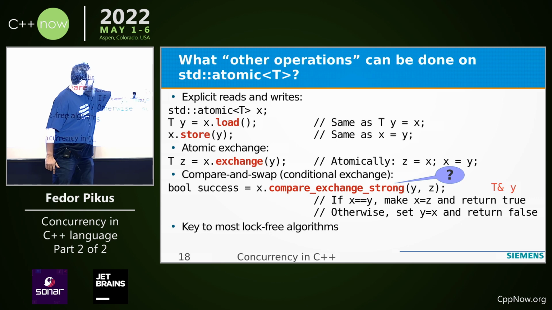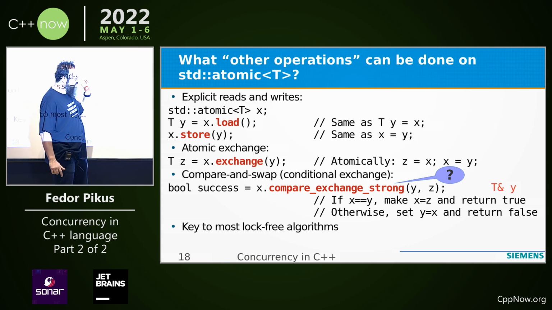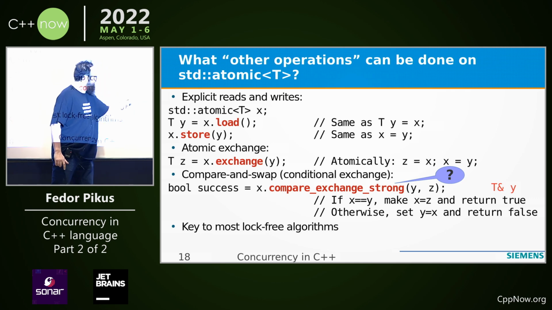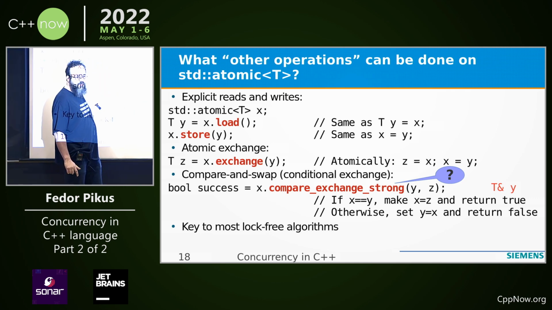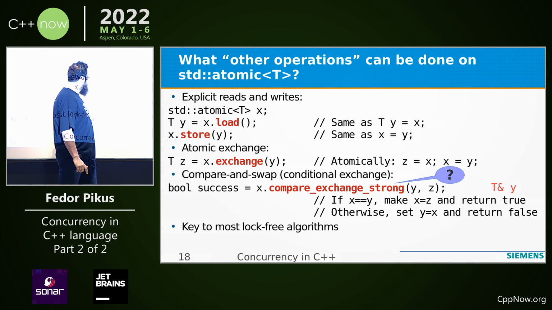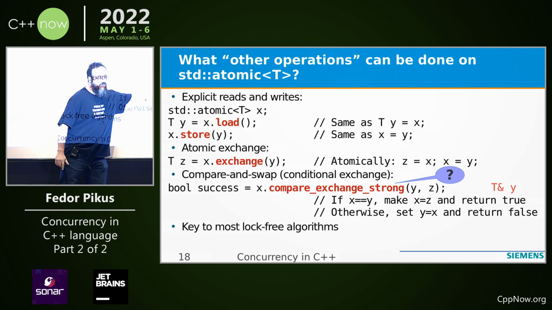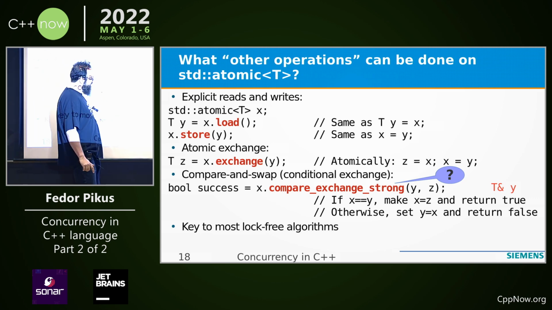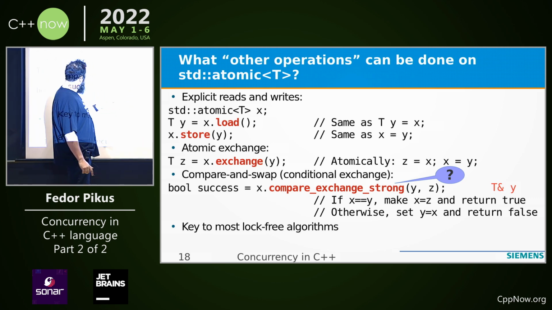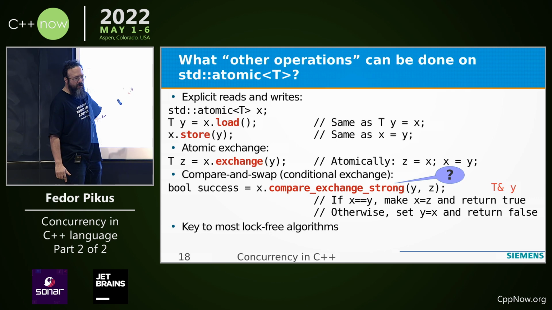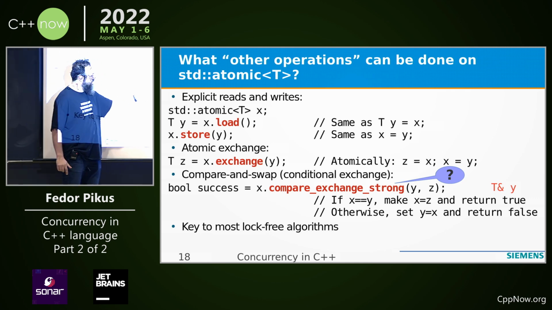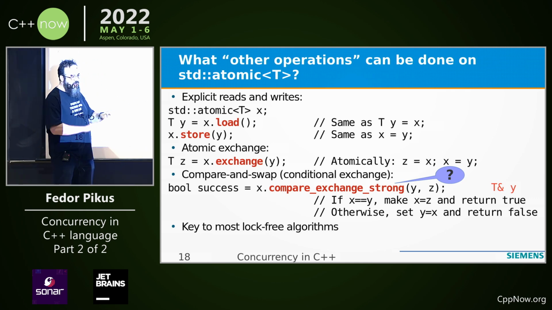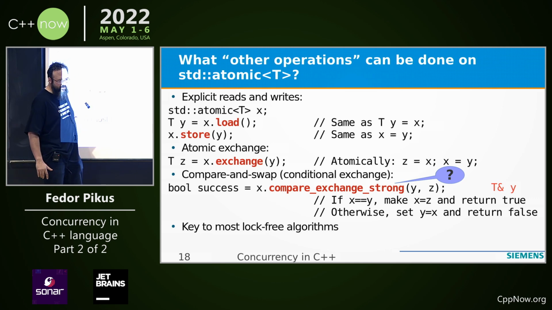If you ignore the Y part, it's just the exchange. But it is a conditional exchange. The exchange only happens if you correctly guessed the current value. So if X contains what you think it contains, then X is replaced by Z, and it returns true. If you didn't guess the current value correctly, then nothing happens to X, and it returns false. And all of that is atomic.